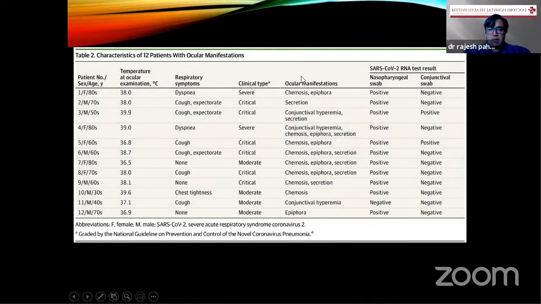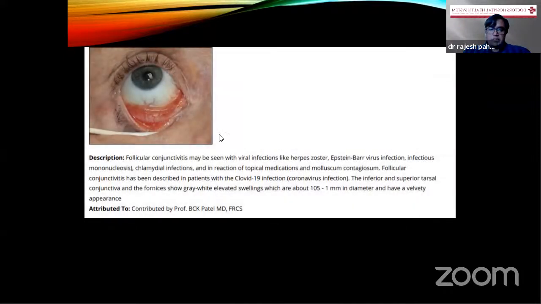So this is a study showing the spectrum of ocular symptoms in COVID-19 patients. As we can see over here, chemosis, epiphora, secretion, and conjunctival hyperemia are the most common features. This is a patient showing follicular conjunctivitis in COVID-19.